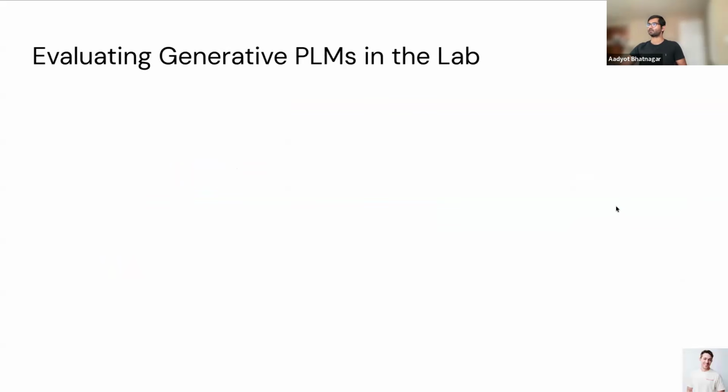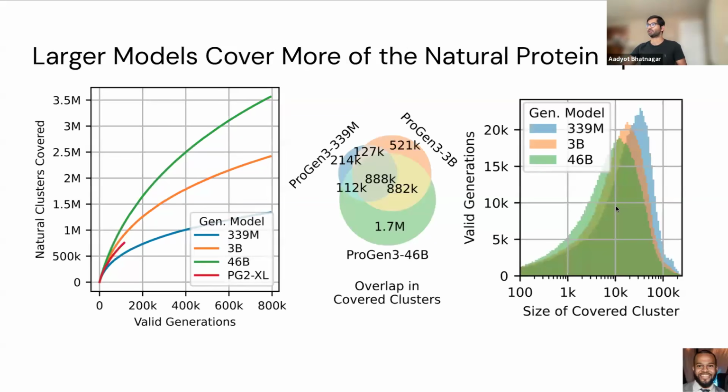All right, I'm going to start talking about the experimental evaluation. If there are any questions on this part, let me know, but for now I'll move on.